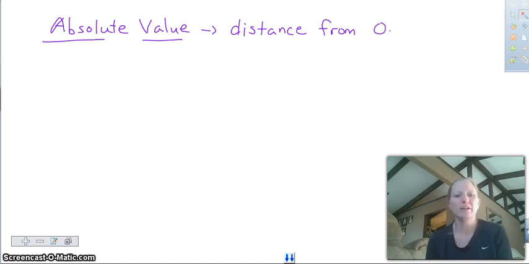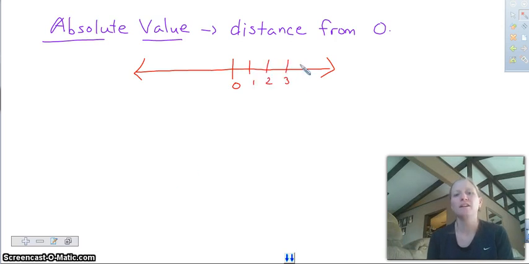So, what we're going to have again is a number line. And here's 0. And here's my positive numbers. 1, 2, 3, 4, 5. We've been drawing these a lot. You're probably tired of me drawing number lines. And on the left side, -1, -2, -3, -4, -5. Now, distance from 0 means how many away. Okay? So distance is how far away from 0.